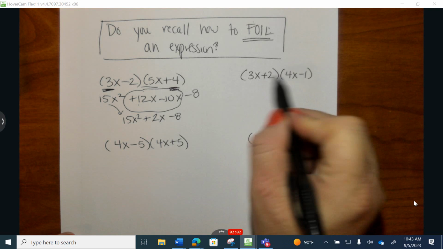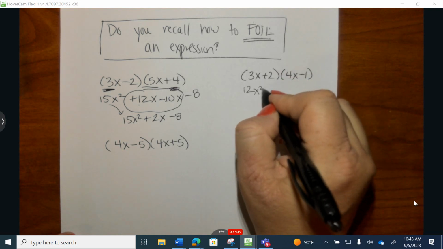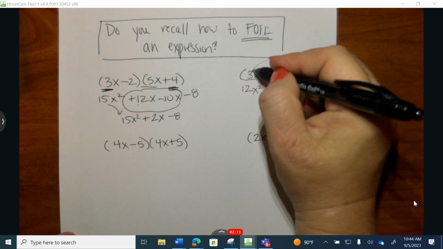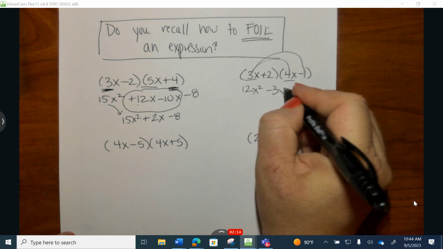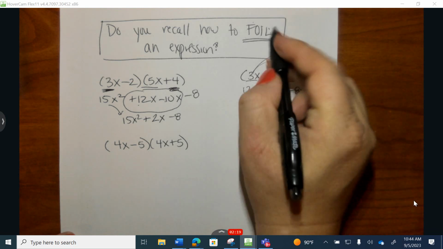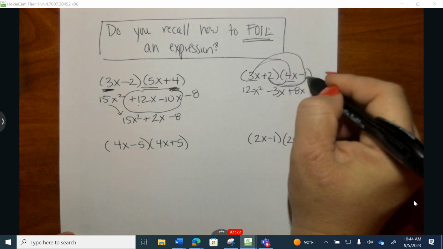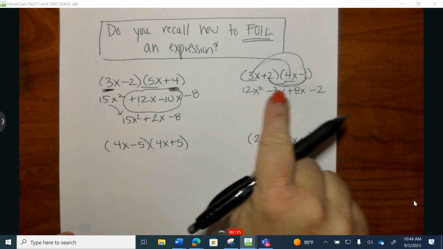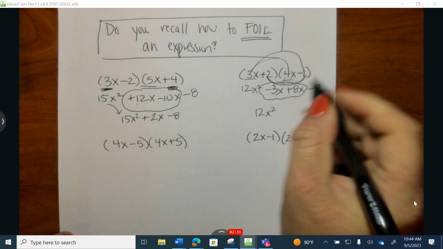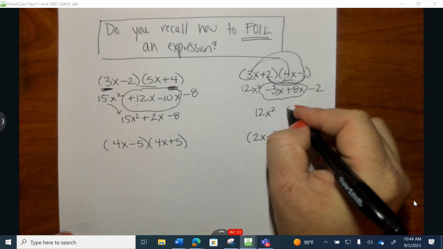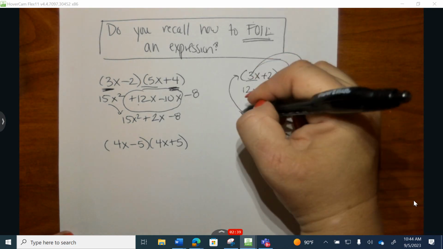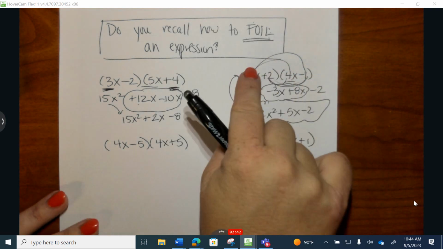Once again with FOILing, 3 times 4 is 12. There's 2 x's. How did I know which ones to do? F stands for front, so I'm multiplying these two. Then I'm going to do the outside. 3 times negative 1 is negative 3 with an x. Going to the inside, positive 2 times 4 is positive 8 with an x. And multiplying the last, 2 times negative 1 is negative 2. So I have 4 different terms. I'm combining like terms. 12x squared, they're different signs, subtract, keep the sign of the larger number. This is equivalent to this. They're just different forms. This is expanded form, and this is condensed form.